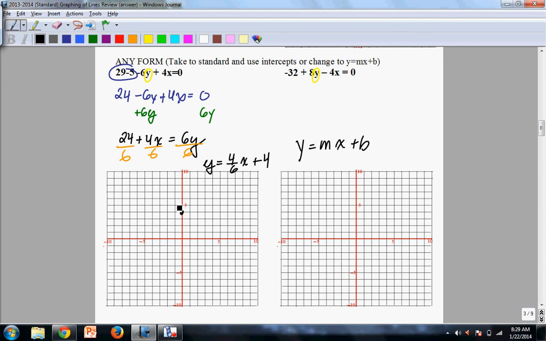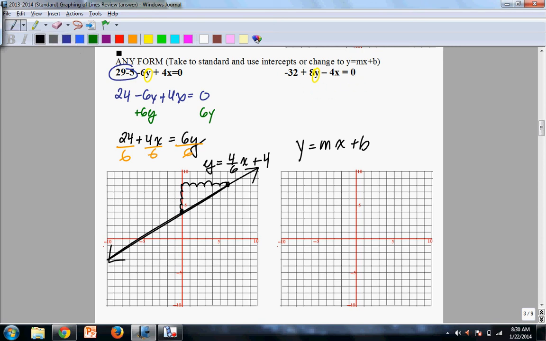Looks like so: positive 4, and up 4, 1, 2, 3, 4 over 6. Or if you did 2/3, that's perfectly fine, 1, 2, 3, 4, 5, and 6. And there's your line. How many got that right? You good? Good. Okay. Last one.